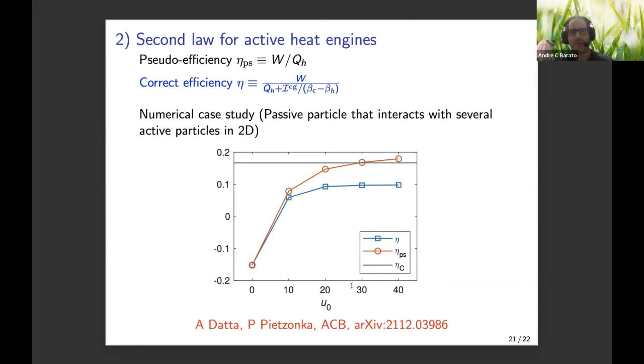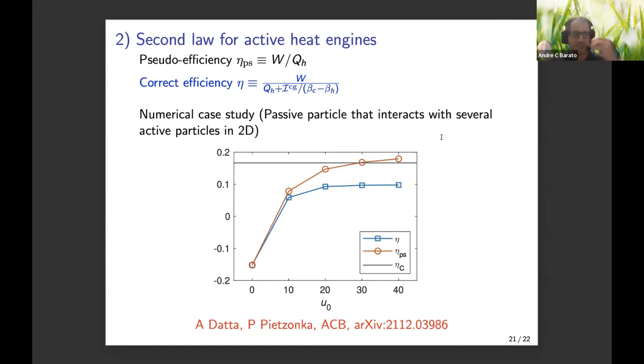You can only see the passive particle, and you can look, for example, at the pseudo efficiency, which would be I divided by QH, and I can define a correct efficiency, which accounts for the QH and the I. I can see that the correct efficiency is always below the Carnot efficiency, but the pseudo efficiency can go above. Again, this is a way more complicated model than the first one I showed. That's more like the experiment. It's a 2D model with a passive particle and the active ones. But the point here is that if you do coarse graining, it doesn't really matter, in the sense that everything remains the same.